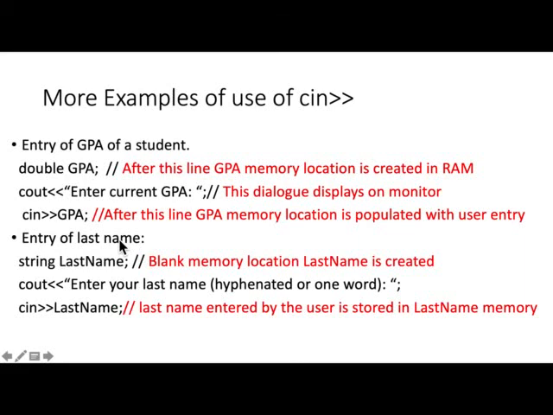That's the entry of last name. I define a variable last name. This creates a blank memory in the RAM. Then I prompt: enter your last name, hyphenated or one word, no white space. And then I say cin extraction operator last name. Whatever last name the user enters and presses the enter key is populated into the last name variable. Okay, that's the example of using cin.